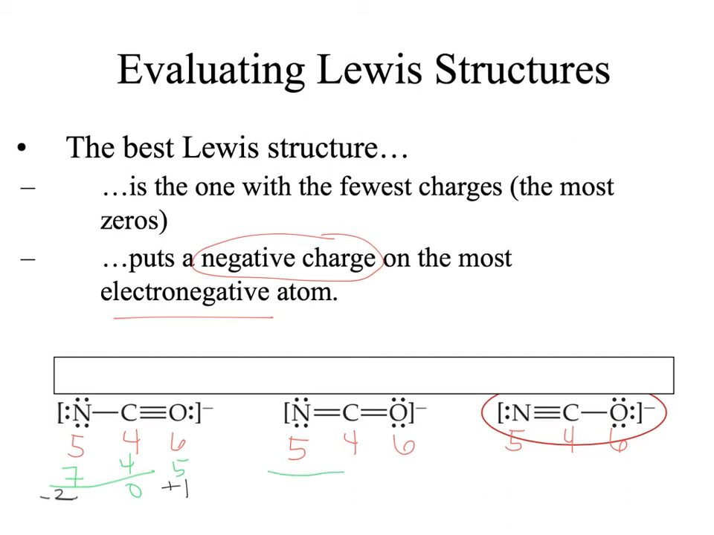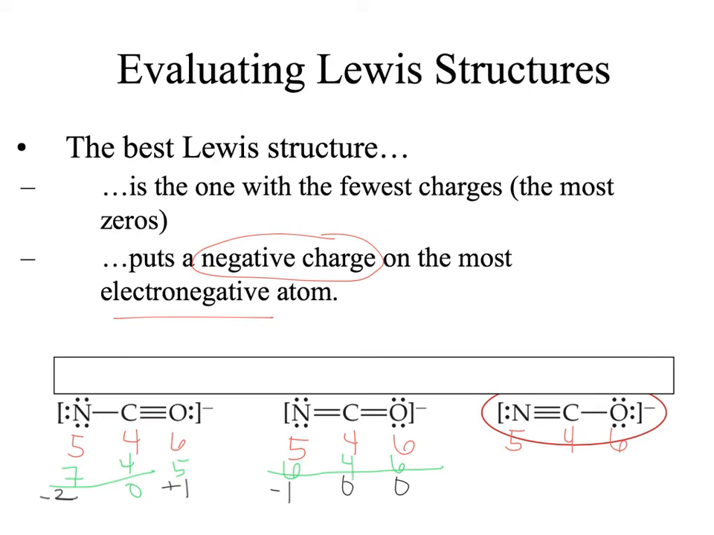Over here, this nitrogen has 4 lone pairs plus half of this bond, so that's 6 electrons, giving it a -1 formal charge. The carbon still has 4, nothing changed there. The oxygen has 1, 2, 3, 4 lone pairs. That's 4 electrons plus half of this. That's 6. So the oxygen is 0.